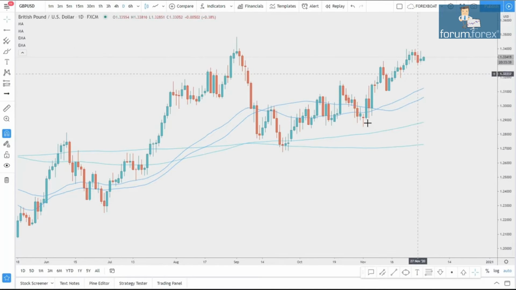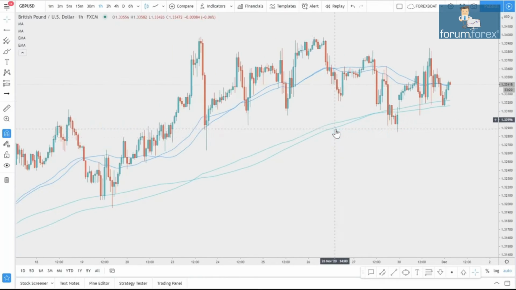So this is clearly a very bullish trend for the pound dollar, and in this scenario I would certainly look for the buying opportunities. While we identified the trend on the daily time frame, we can move to lower time frames, for example 1 hour chart, and also look at the moving averages.